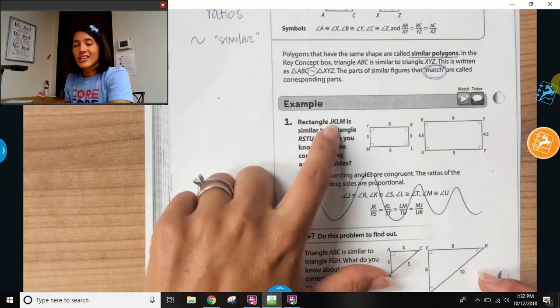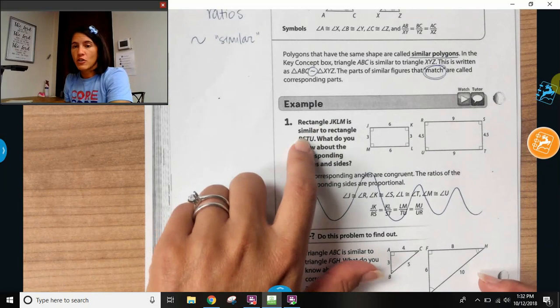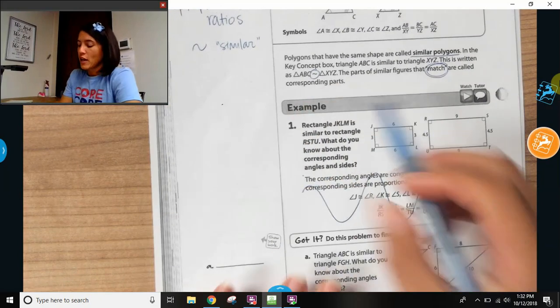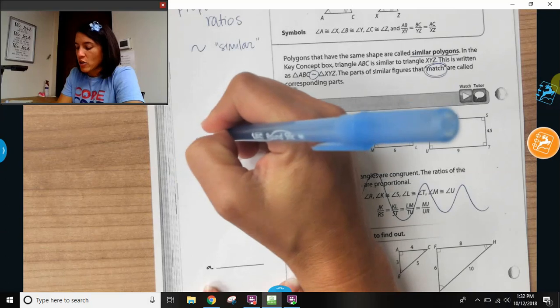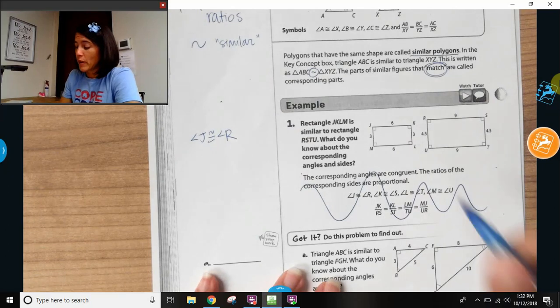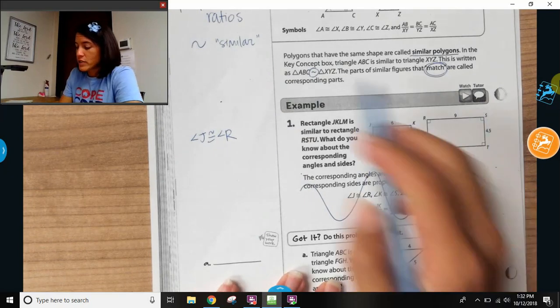Let's start with the angles. Again, you could just go in order, J and R. And if you look, J and R are in the same place. They're matching, they're corresponding. So angle J is congruent to angle R. That's one thing you know. So this is what you're expected to answer. Which angles are congruent? K is congruent to S.